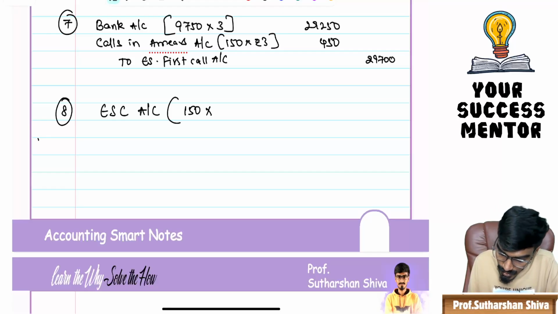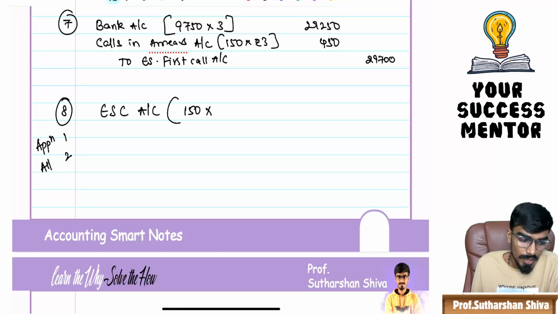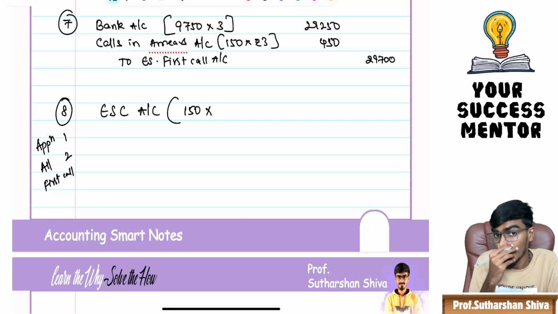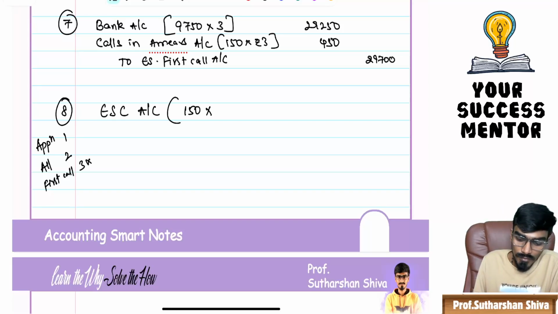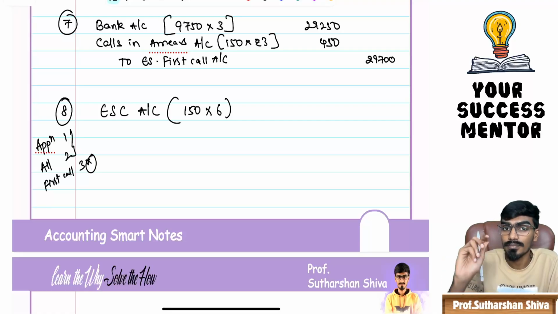Sham is a person correctly paying an application money of 1 rupee. He is correctly paying an allotment money of 2 rupees. He is only showing his first call money. 3 rupees is not paid. Correct? How much did he actually pay? Actually paid is 3 rupees, sir. Just 3 rupees is paid, 3 rupees is unpaid. So 150 into 6, here 6 rupees is called up. Are you able to understand?